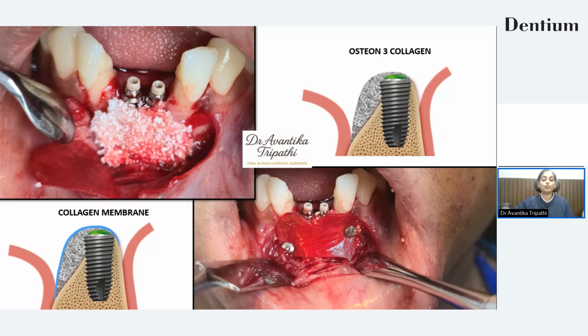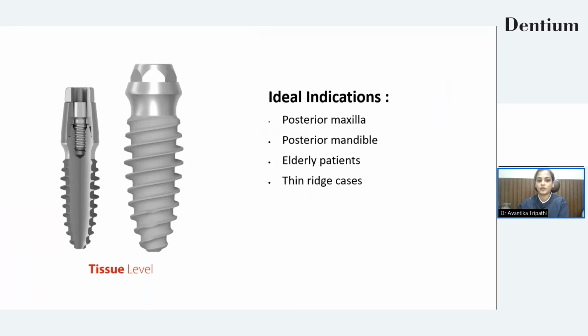Those who do not want to do extensive bone grafting procedures can simplify the surgical procedure by placing a thinner diameter implant. In some cases, bone grafting will not be required, whereas if it is required, it will be very, very less. So what are the ideal indications for tissue level implants?